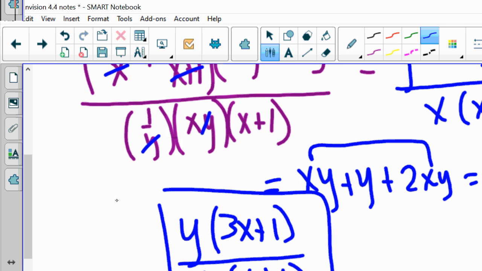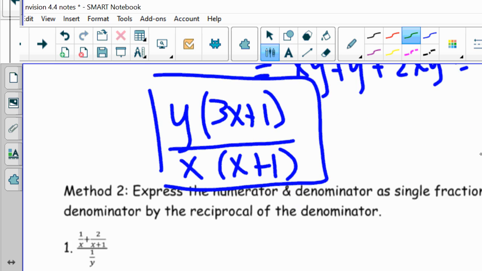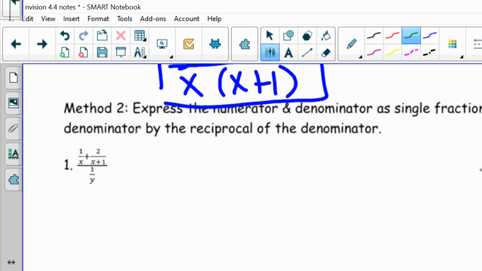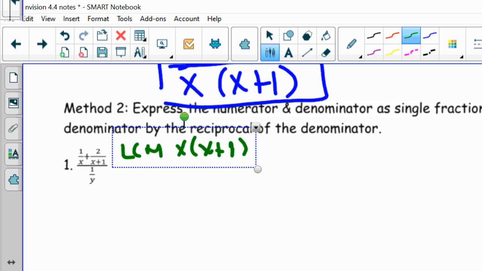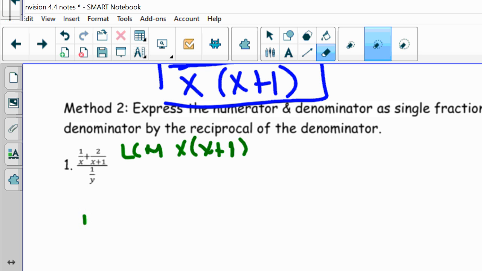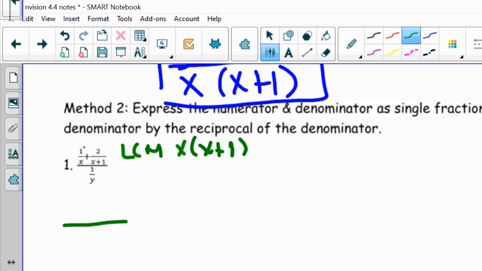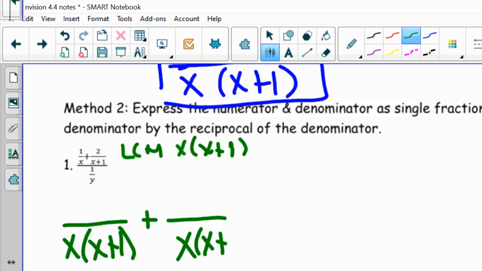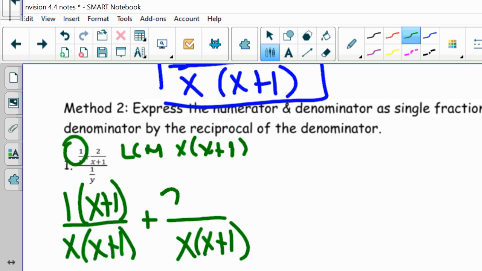There we go. All right, so now let's look at method number 2. Method number 2 says express the numerator and the denominator as single fractions. Right? So that means go ahead and add them. So on top, my LCM is x times x plus 1. Okay? So I'm going to add both of these on top, both of them over x times x plus 1. So this first one, I already had a 1 on top. I already had an x, so it was missing the x plus 1. Plus, I have a 2 on the top over here.